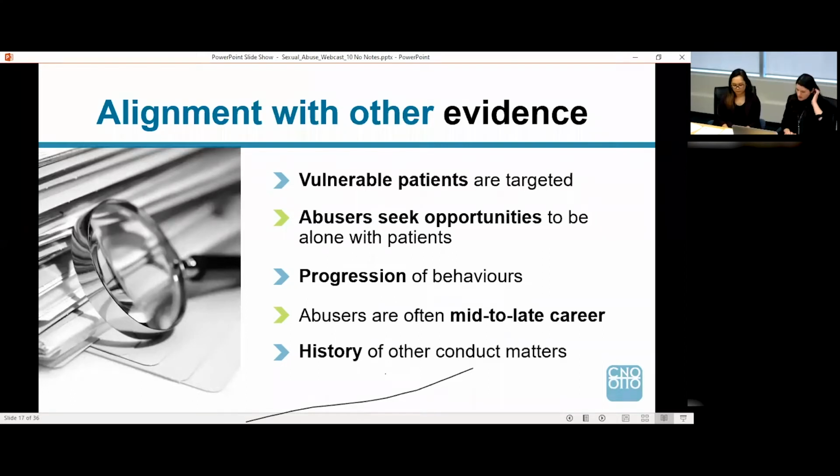So the first question is, should you be asking for consent before you touch a patient? The answer to this question is yes. It's always appropriate to ask for consent prior to touching a patient.